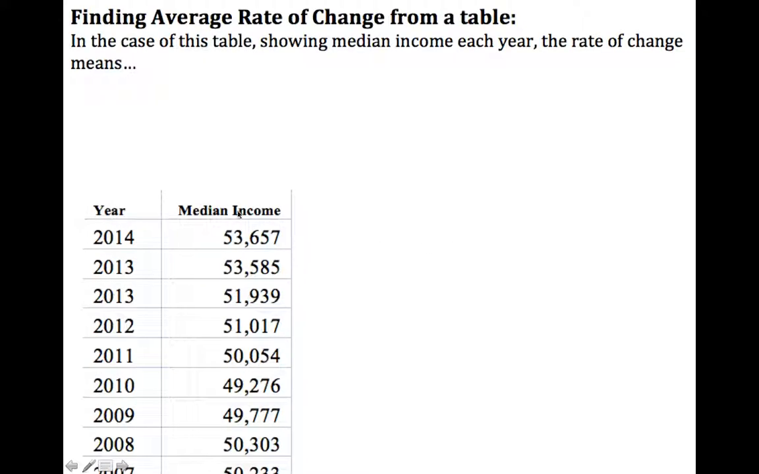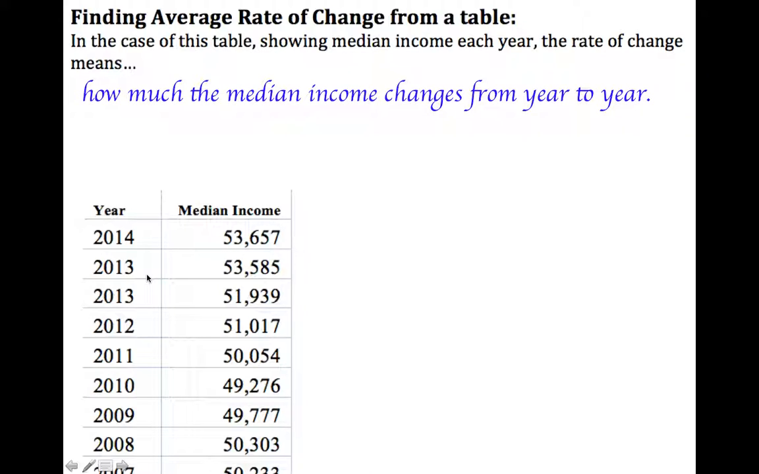Here's another example of something that's not a line. Here's a table with median incomes. Now, this is how much the median income changes from year to year. And remember, median means the value in the middle, and income is how much someone earns. So this is basically what's the income in the middle in the United States from year to year. And you'll notice, look, from 2008, 2009, it actually goes down, right? 2010, it goes down again. But then in 2011, it goes up, then it goes up, then it goes up.